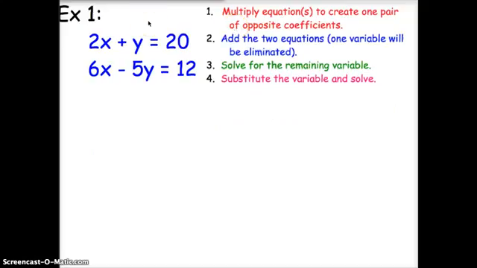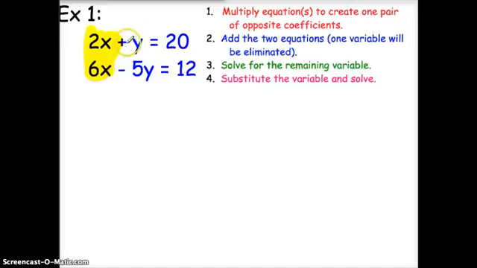Example 1, we have 2x plus y equals 20 and 6x minus 5y equals 12. We need to multiply one or both of the equations to create a pair of opposite coefficients. It's not going to matter which variable we get rid of. Either one will work. So for example, I could look at my x's and change them so we have a positive 6 and a negative 6. Those would be the least common multiple and be the opposites.